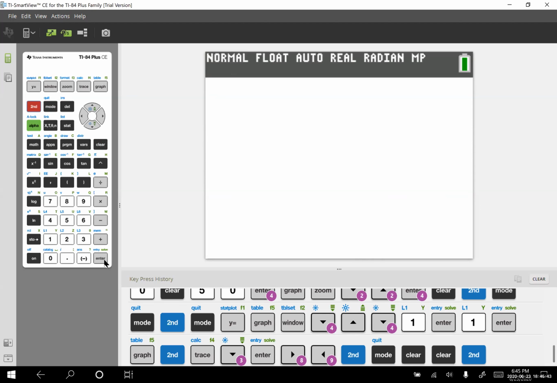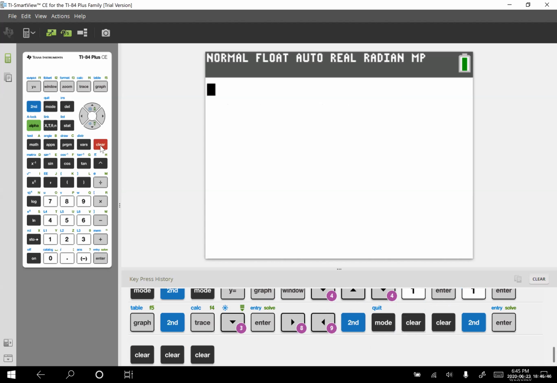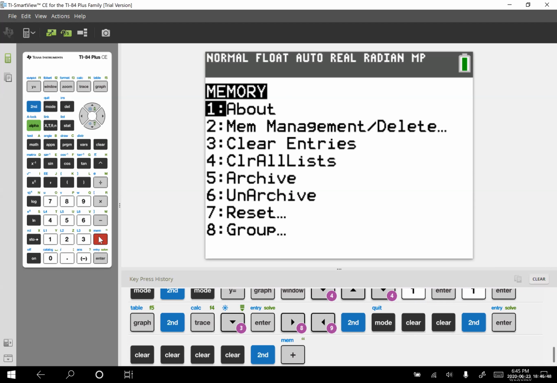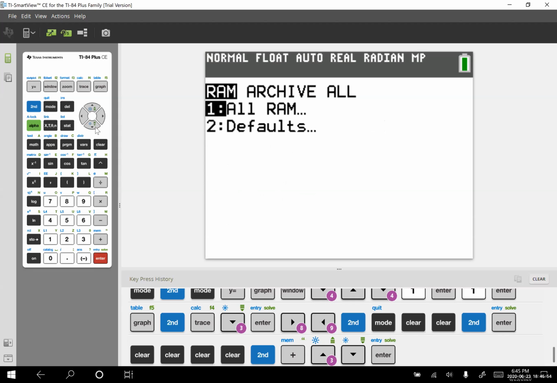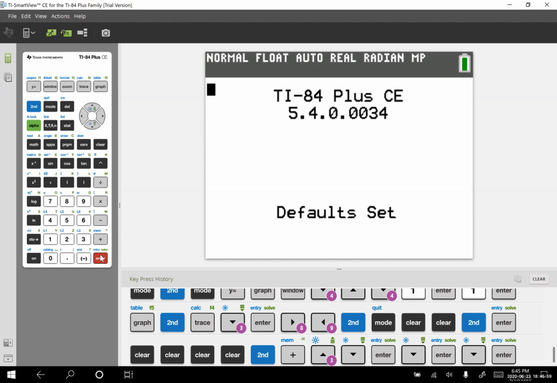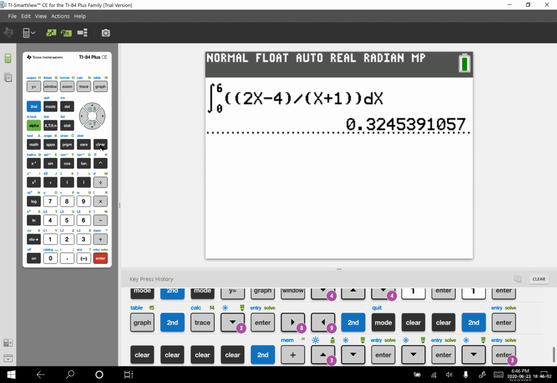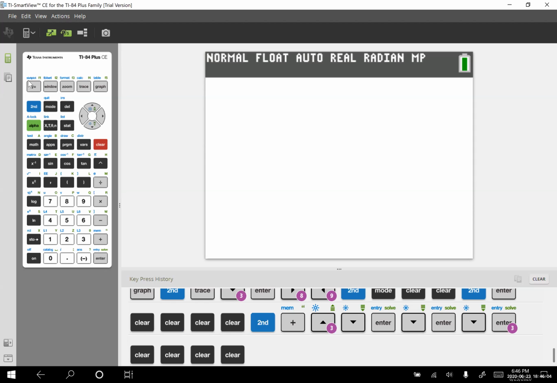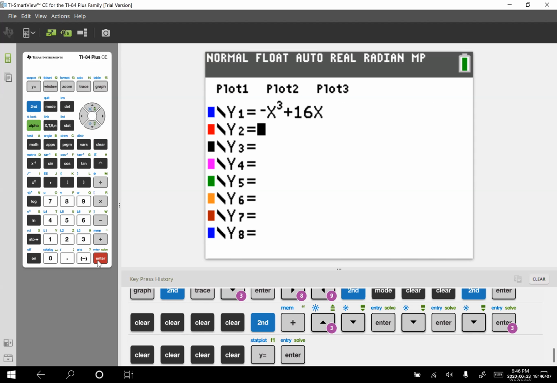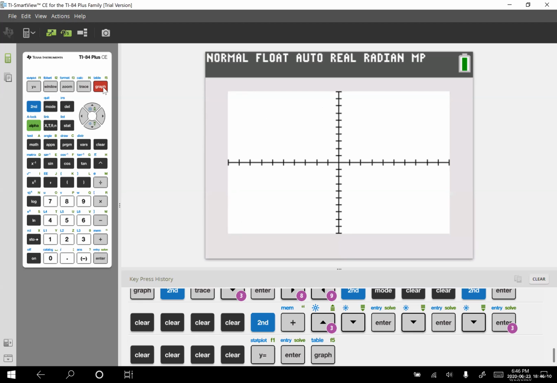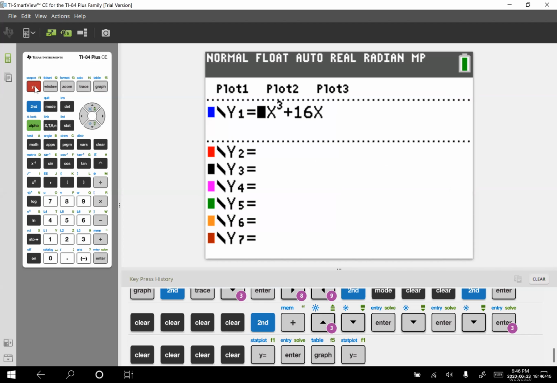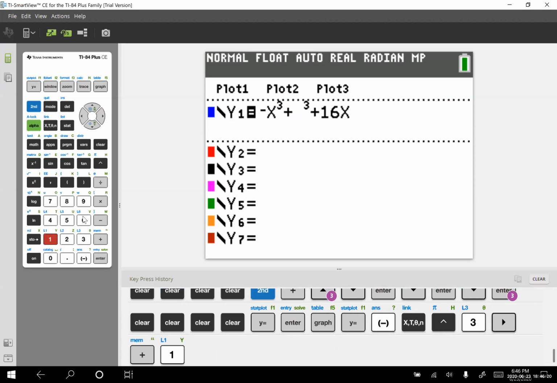If you guys ever struggle with your calculator, try what I'm trying. Oops. I'm going to go into second memory and I'm going to reset. Okay, and I'm going to go to defaults, reset, enter. So it should be done. Okay. So now let's try that again. Let's graph it. Negative x cubed plus 16x.